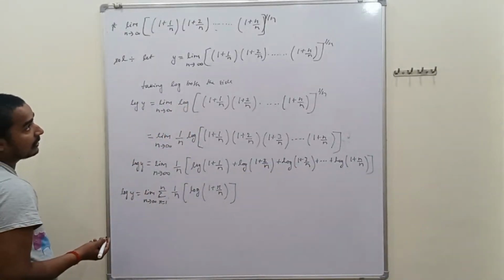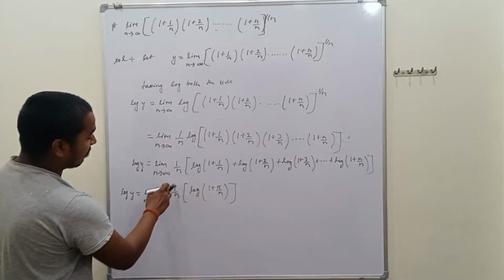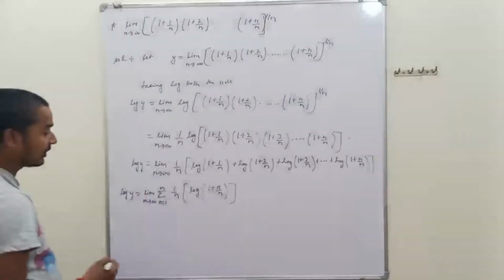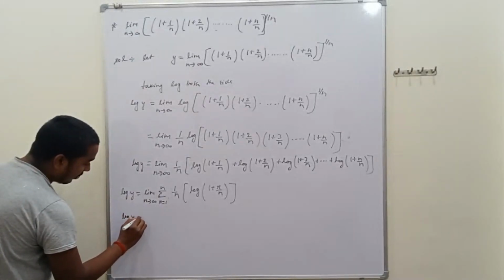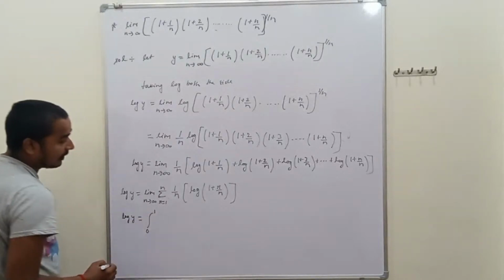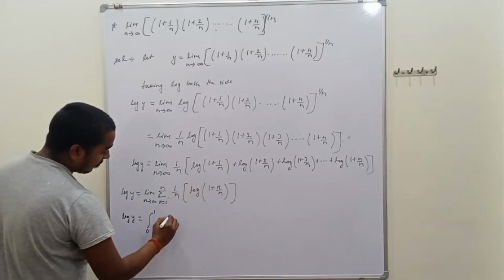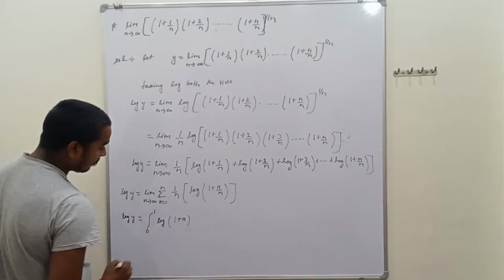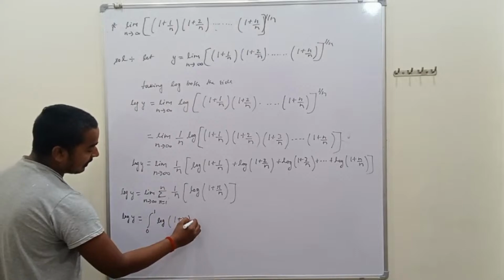We know that in the definition as the limit of a sum, r by n is written as x, 1 by n is written as dx, and limit n tends to infinity of summation is written as integration. We can also write log y is equal to the integration from 0 to 1 of log of 1 plus x, where r by n is written as x and 1 by n is written as dx.